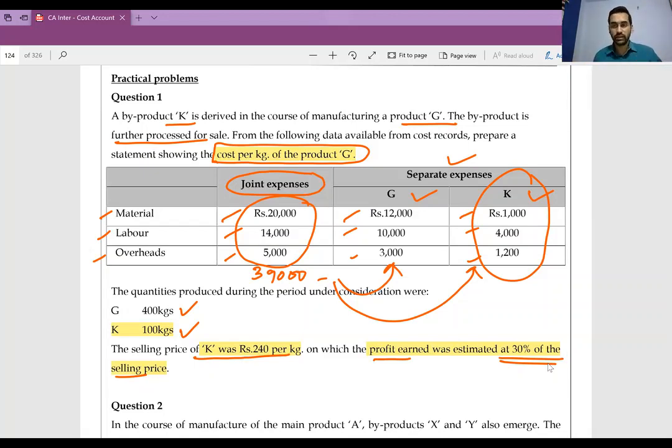But that's not the end. What is the question? The question is cost per kg of G. They did not say only joint cost. They said cost. That means joint cost as well as separate cost. Now separate cost is available here. For joint cost, if you add separate cost, you will get total cost of G. But in the question they said you need cost per kg. Divide by number of kgs, here 400, and you will have the answer.